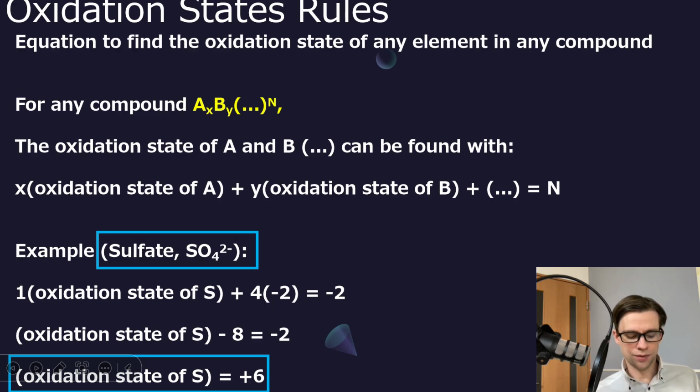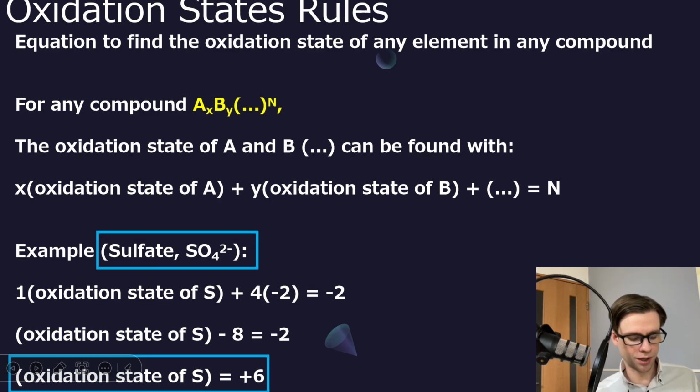And then for O, we'll have 4 O's, 4 multiplied by -2, because oxygen is almost always -2. In this case, all the oxygen bonds will be with sulfur. That's something you should realize if you're good at drawing Lewis structures. But 4 times -2 will equal the total charge, -2, in the top right-hand corner. Then this can just be solved.